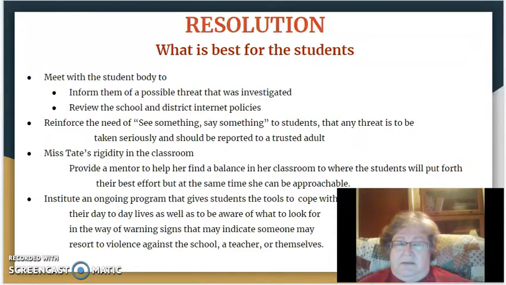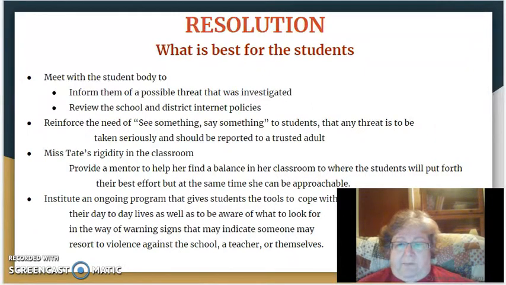Ms. Tate's strictness in her classroom. Maybe provide her with a mentor so she can see what can be done and get a balance in her classroom so the students still know what her policies and procedures are, but get the atmosphere to where the students aren't stressed and they can succeed.